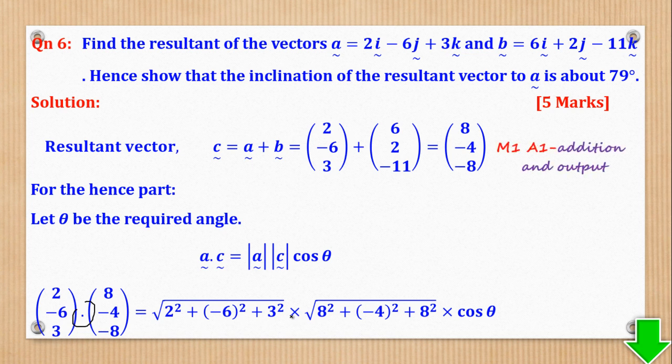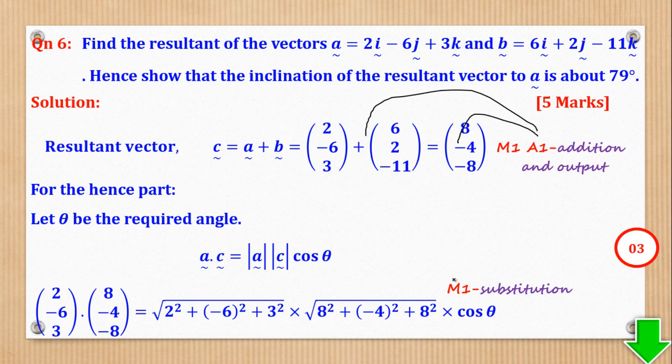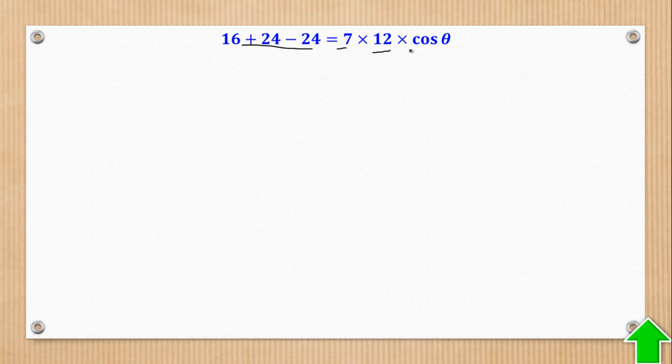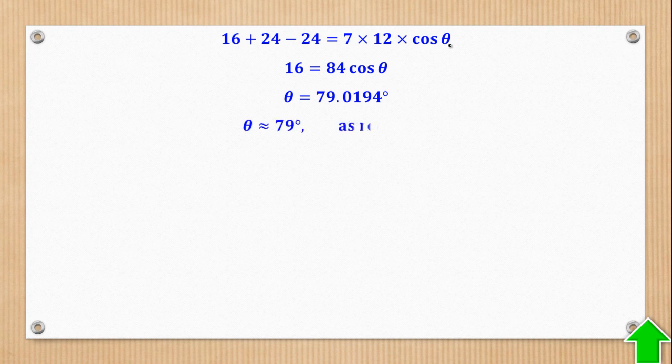Before we dot, let's see the marks for this slide. Addition, output, substitution. Then we have to simplify. When I dot, I'll come up with this, magnitude of this. So I can make theta the subject, and that will be the answer they wanted. But remember, they said about 79, so we have to round off to a whole number, which is the required angle.